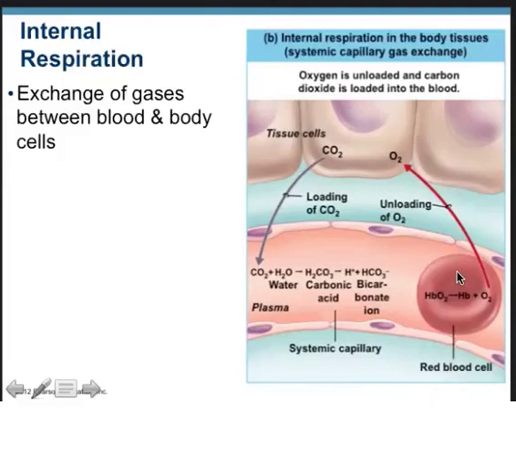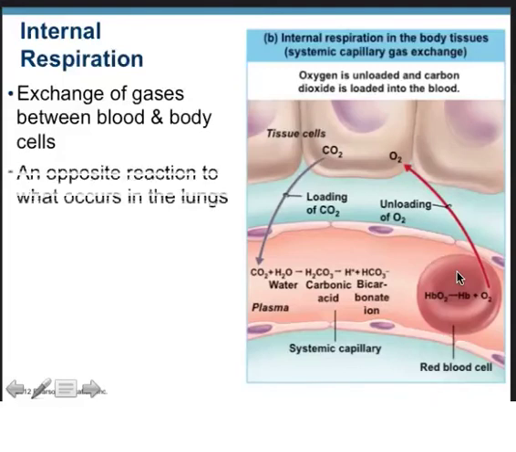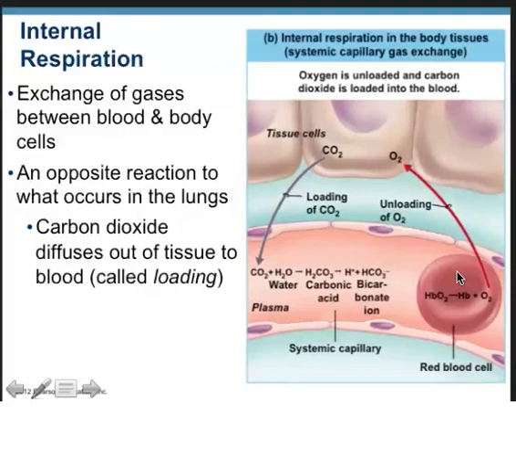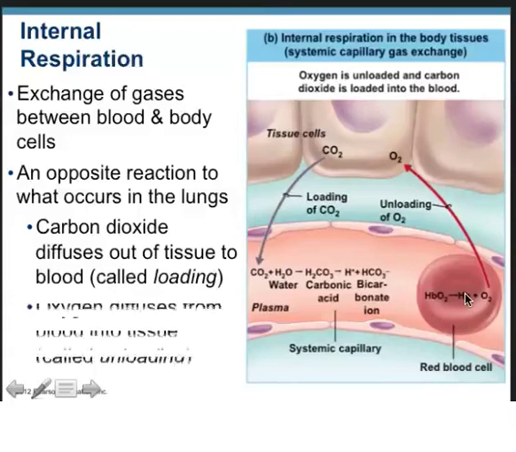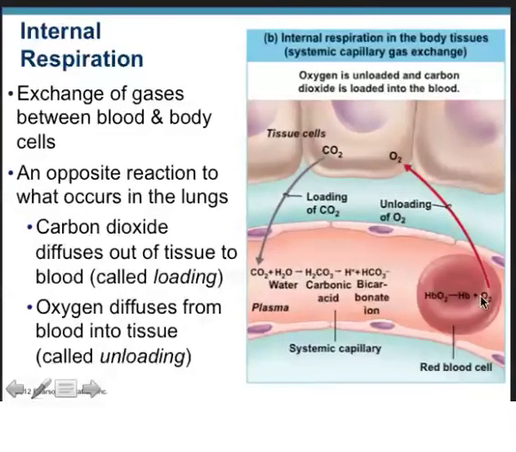Now, internal respiration is defined as the exchange of gases between the blood and the body cells. An opposite reaction to what occurs in the lungs is what takes place in the tissues. Carbon dioxide diffuses out of tissues and loads into the blood, basically converting into carbonic acid, which becomes bicarbonate, while at the same time some of that carbon dioxide diffuses into the red blood cell, binding to hemoglobin and causing it to let go of its oxygen.